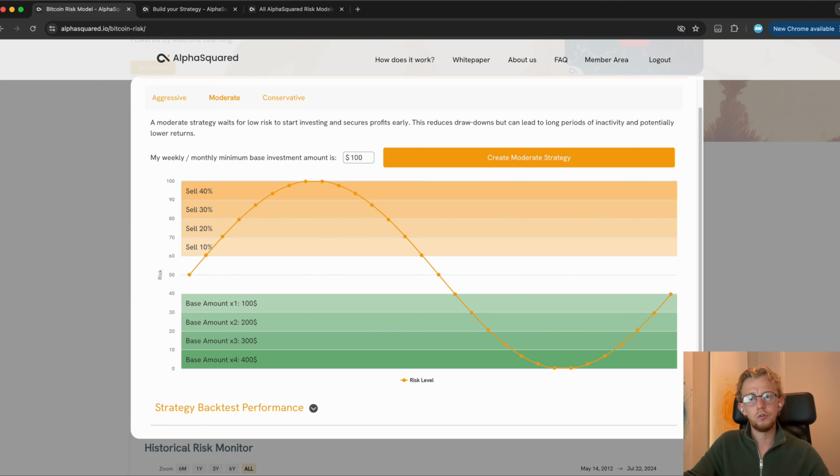This approach allows you to save up on cash and invest less when the risk and typically also the price is high. And when the risk and price decrease, you can instead invest more, essentially getting more Bitcoin for the same amount of dollars invested.